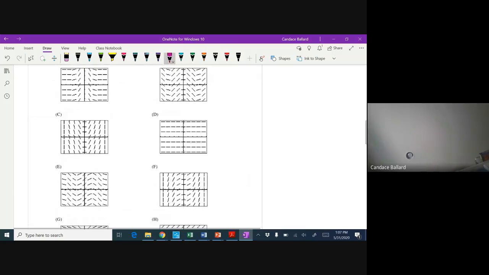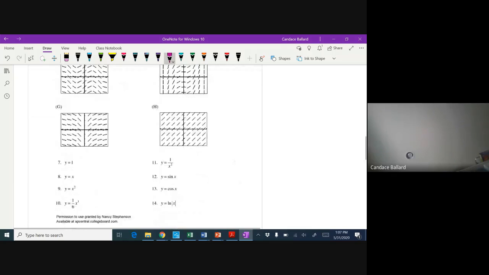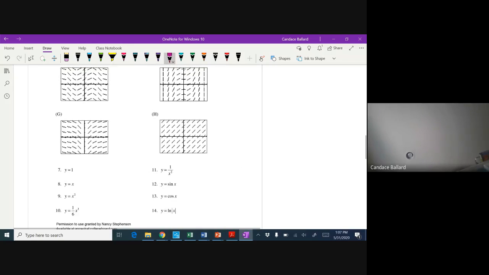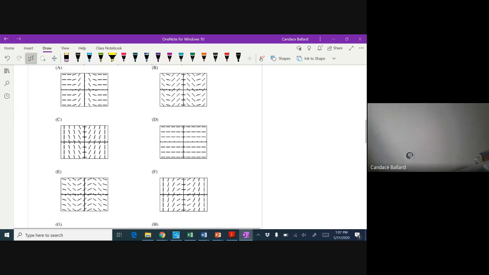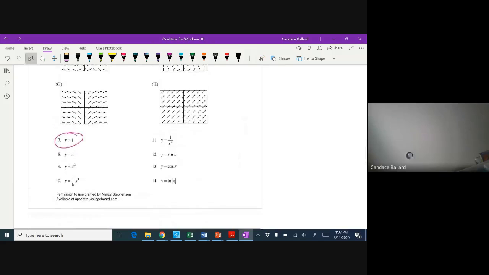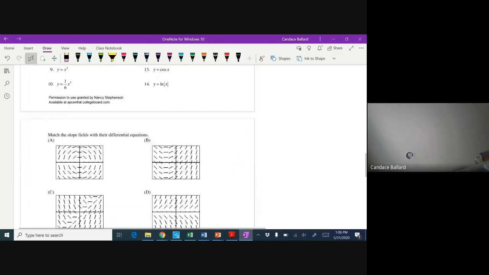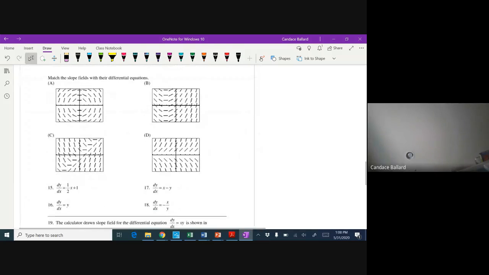These ones here are matching the slope field to the actual equation. So not the differential, but the equation. Basically, what does it look like a picture of? You'll notice this would be a horizontal line, y equals 1, which would have to be this one. So it's matching it to the exact graph. What we saw closest was this here. So you have to match to the differential, meaning what do these slopes look like?